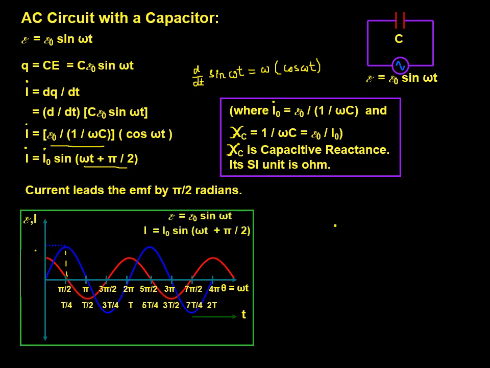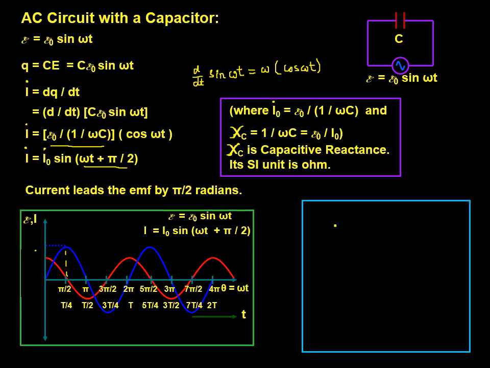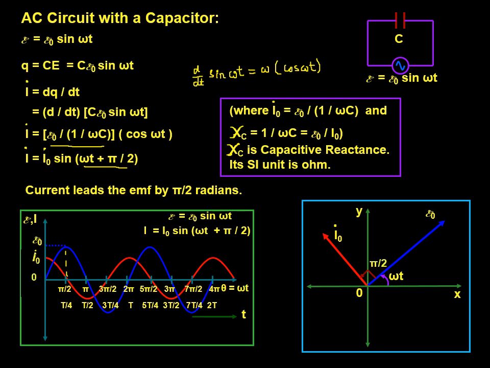You can see I is leading by pi by 2. So at t equal to 0, when voltage is 0 but current is I naught, the phasor diagram would be like this: E naught and plus 90 degrees. So this is omega t and this is omega t plus pi by 2. Understood this?